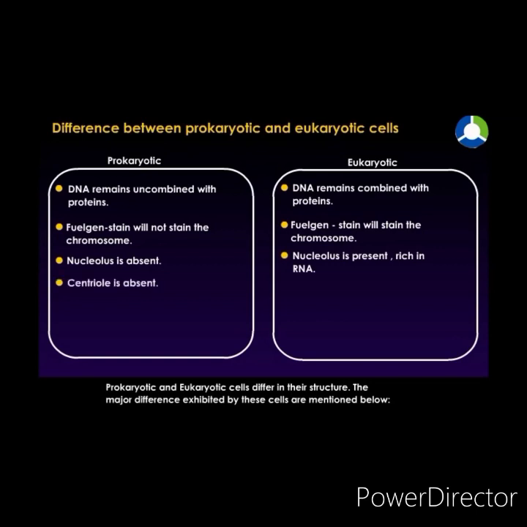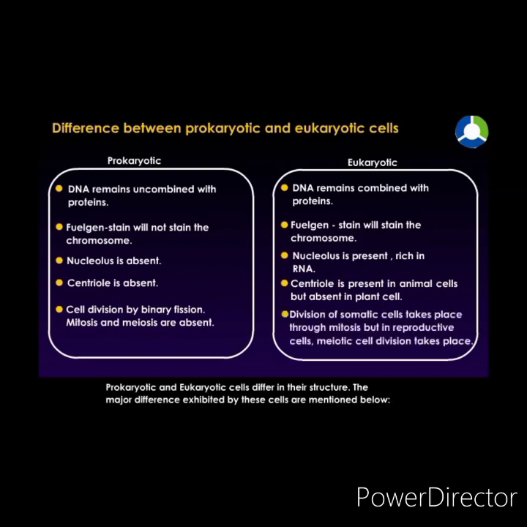In prokaryotic cells, the centriole is absent. In eukaryotic cells, the centriole is present in animal cells but absent in plant cells. In prokaryotic cells, cell division is by binary fission; mitosis and meiosis are absent. In eukaryotic cells, cell division of somatic cells takes place through mitosis, but in reproductive cells, meiotic cell division takes place.